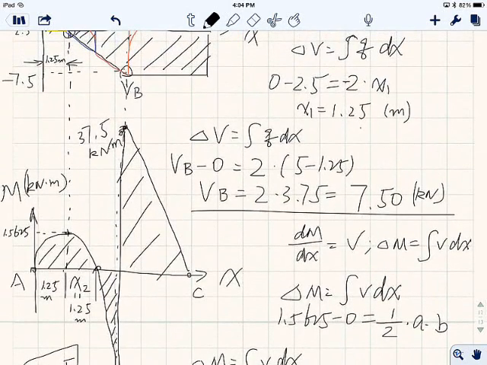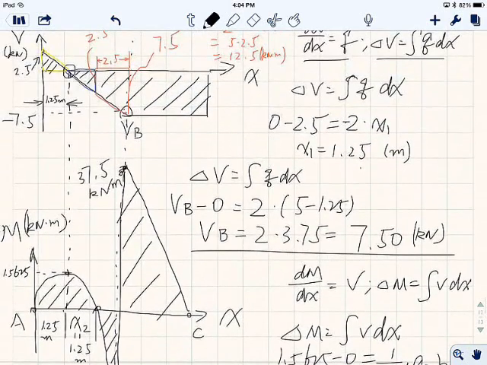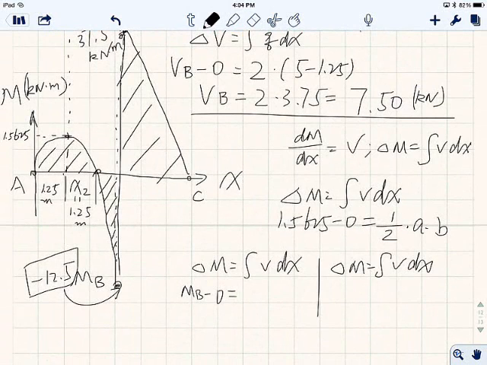Okay. Now I can double check that, see whether it goes back to 0 or not. So what I do is again, delta M equals V dx. Now this time, the area underneath that is just rectangular. That's easy. 7.5 times 5. And we say this is 37.5 exactly, right?